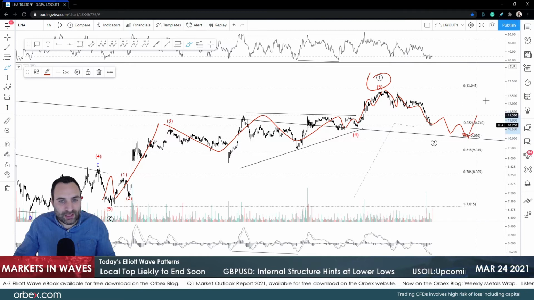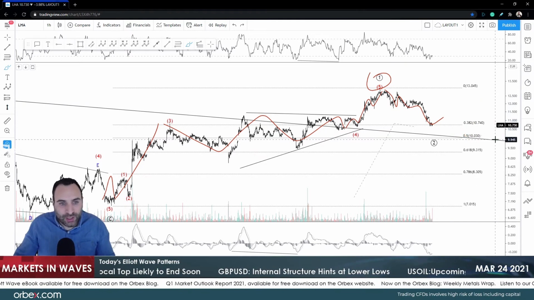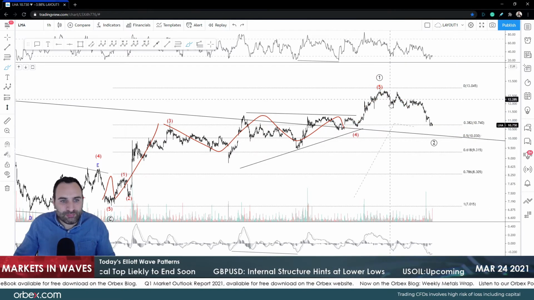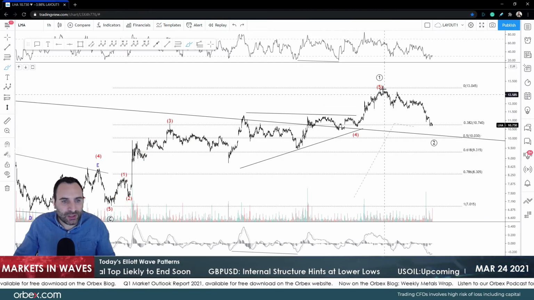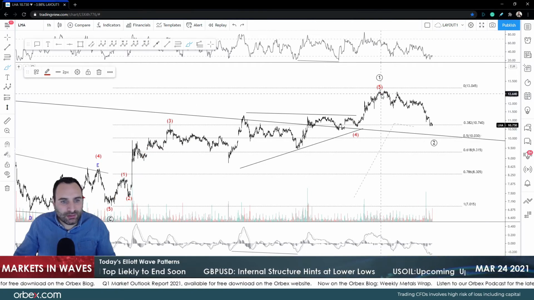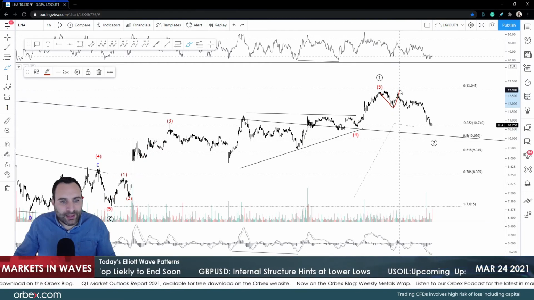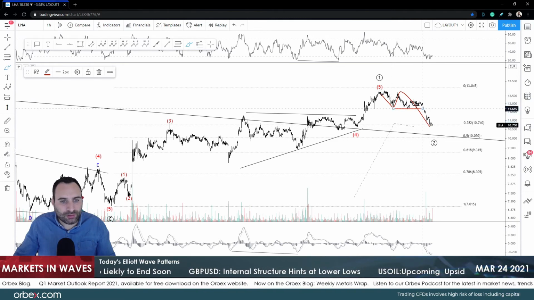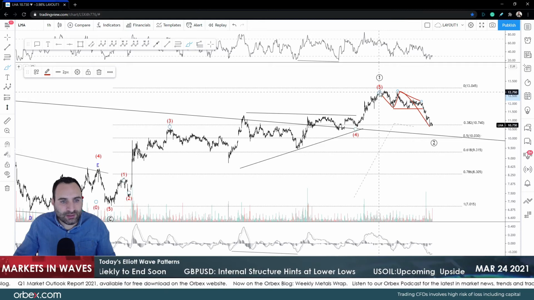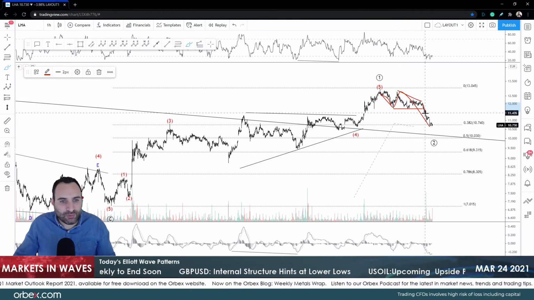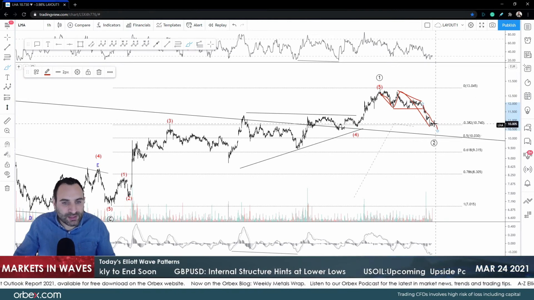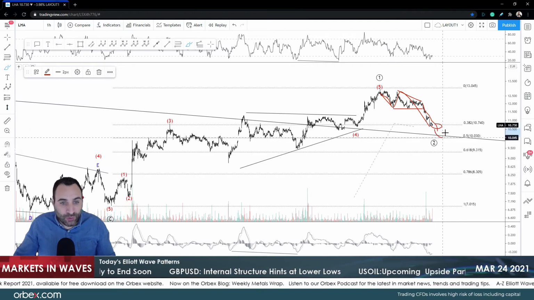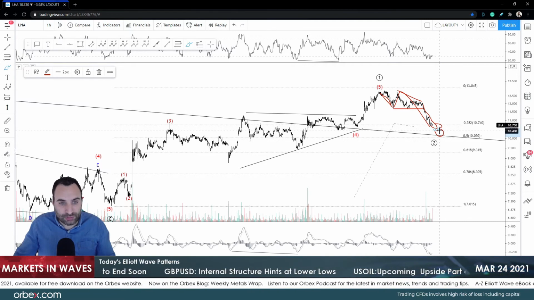Perhaps for an A, then B, a C, or it could be a case, which is most likely to be the case as well, that this is A, B, and a C. Okay, so you've got a triangle over here, yeah, a clear A wave, and we're going to get 1, 2, 3, 4, 5, which means we either ended or we're going to end very soon, this correction, okay?